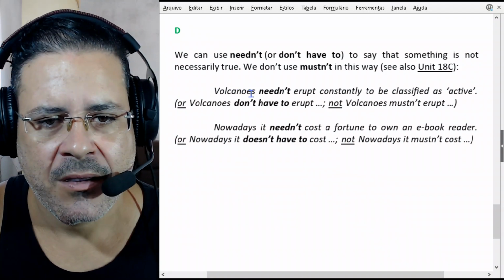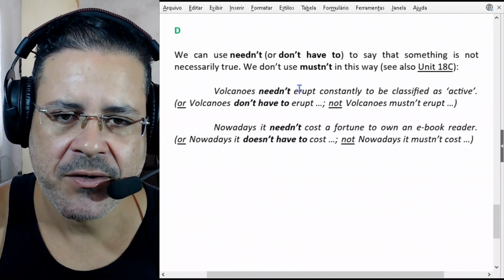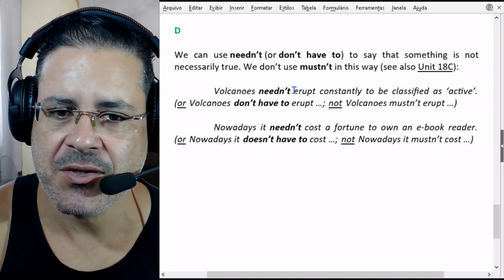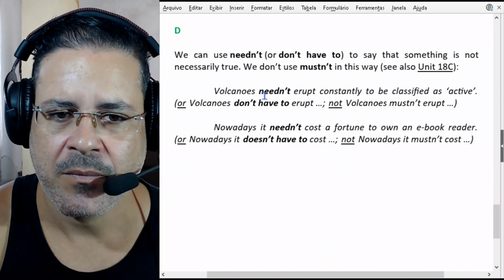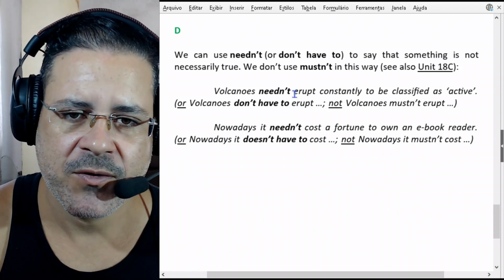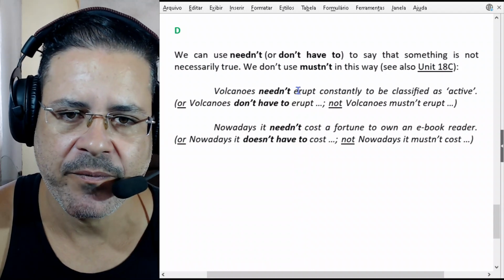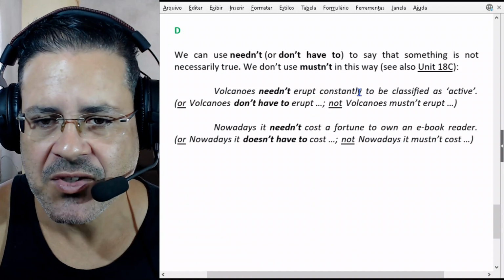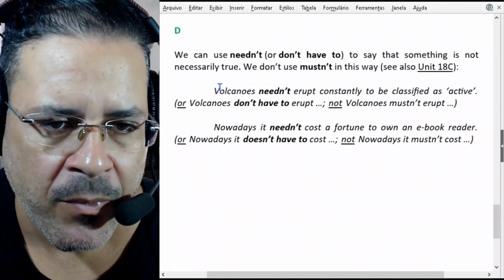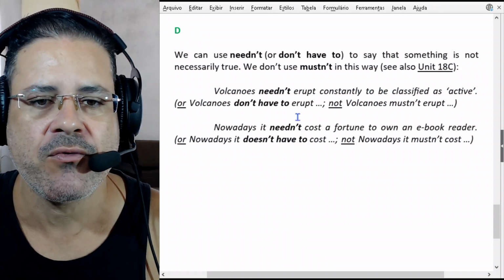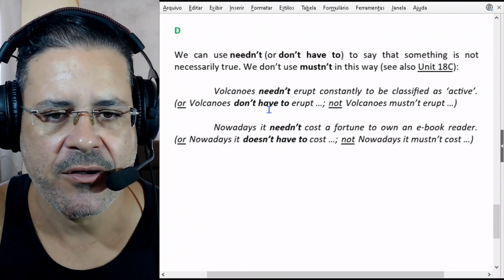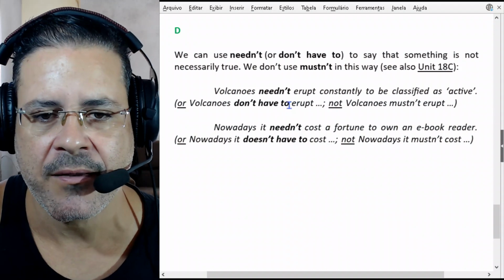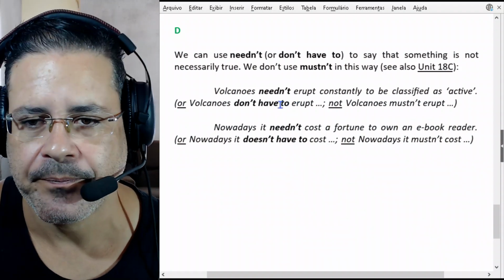Okay, initially we use needn't with a modal verb. Remember, you can't put to after it. It has to be followed by a bare infinitive, in that case erupt. Volcanoes needn't erupt constantly to be classified as active. Or volcanoes don't have to erupt. This is an ordinary verb, so we use the variations and not the bare verb after that.